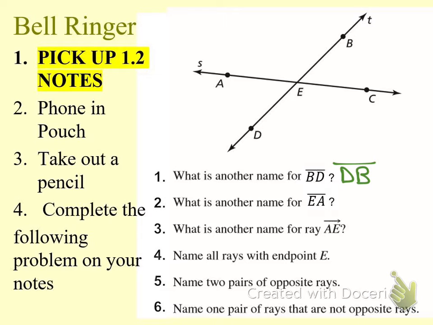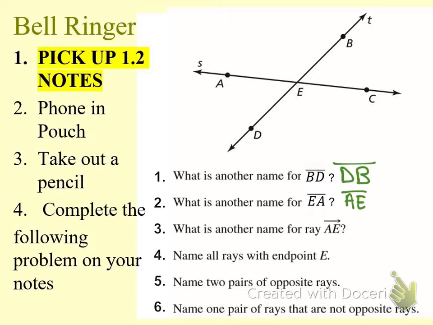Number 2 says, what is another name for EA? Where am I getting this E from? The middle. But there's no dot there. It's understood, right? Okay, so what is another name for EA? AE.